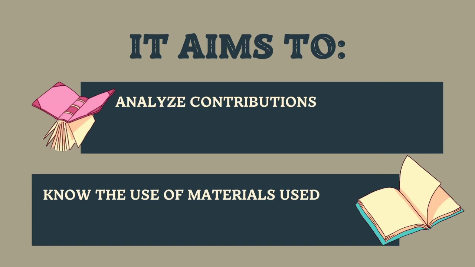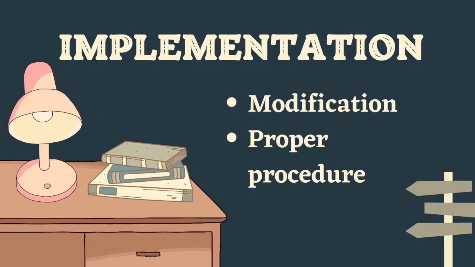Next is you have to analyze their contributions. Are the participants contributing at their optimal capacity? Next is to know the use of the materials. Are the materials produced up to task for what they are intended? Next is the implementation. It is the stage that reflects on the modification of the program to make sure maximum efficiency and positive results are obtained.